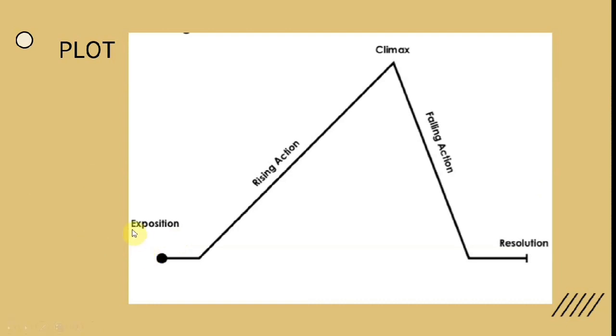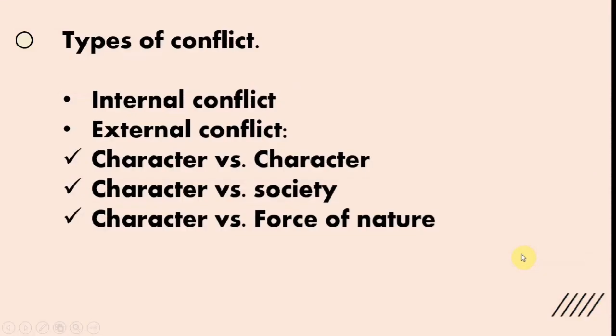On the first stage, we have the exposition. That's where the characters are introduced, also the setting of the story. In the rising action, that's when the conflict or the problems start. The climax is the moment of most suspense in the story, or it could be the turning point of the story. In the falling action, the problems start to get solved. And in the resolution is when everything comes back to normal.